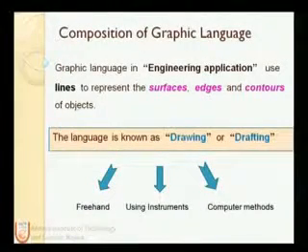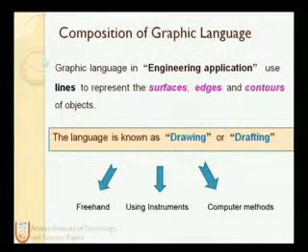Basically, in the composition of the graphic language in engineering application, lines are used to represent a surface, edge or contour of the objects. This language, called drawing or drafting, can be carried out in three ways. First, freehand, which is normally called sketching, meaning we don't need instruments; we can use our hands only.